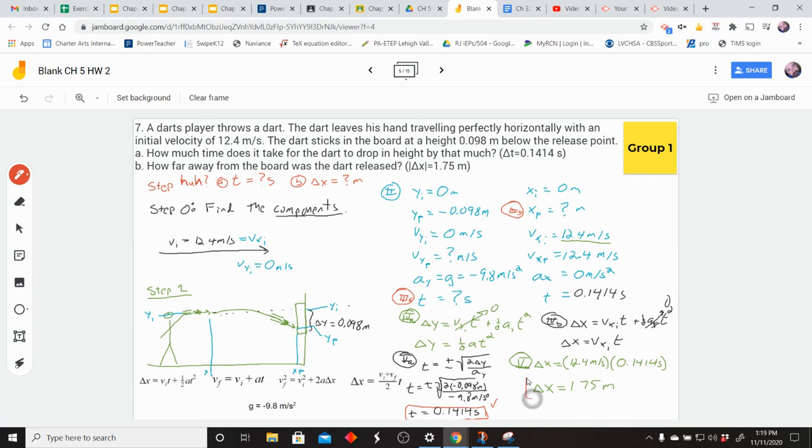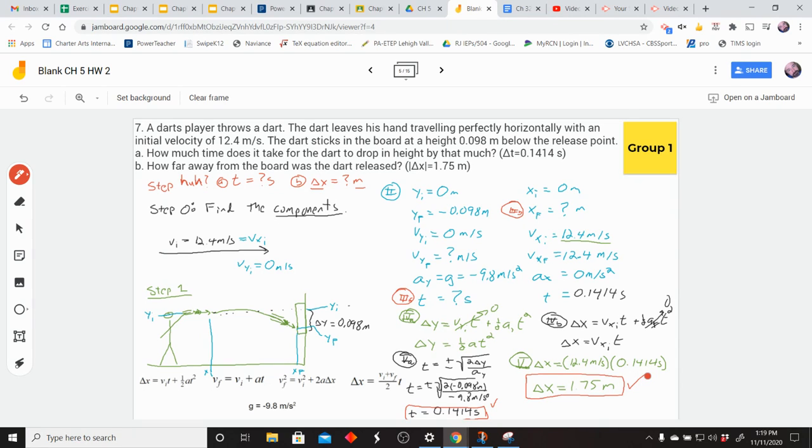Put a box around it. Did we solve for the right thing? We gave it the right units. 1.75 meters. All right, it's about 2 meters, so that's about 6 feet. Is that about how far away you stand when you throw darts? Yeah, that sounds right. So you give it a check.